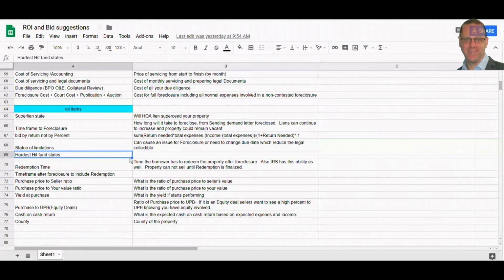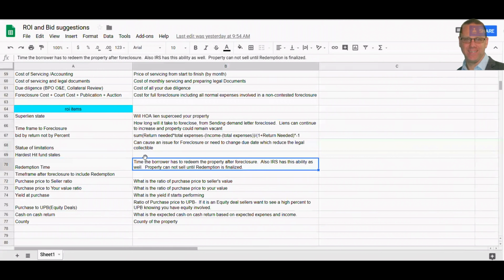Redemption time. This is once a property is foreclosed in certain states, there's a period of time where you can't sell it without a clean title. So you may have to wait a year for some states. In some states, it's 6 months. Some states, it's 30 days. So redemption is important because you need to know that in your calculations, you need to make sure you're holding it not only to the foreclosure point, but also including the redemption time. So your HOAs, your property taxes continue to add up. You can rent it, however, you can't sell it.